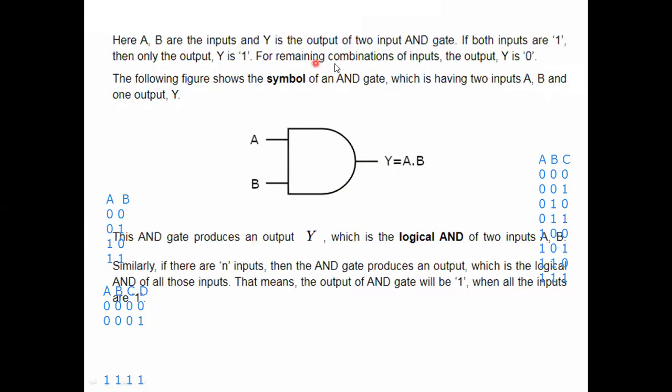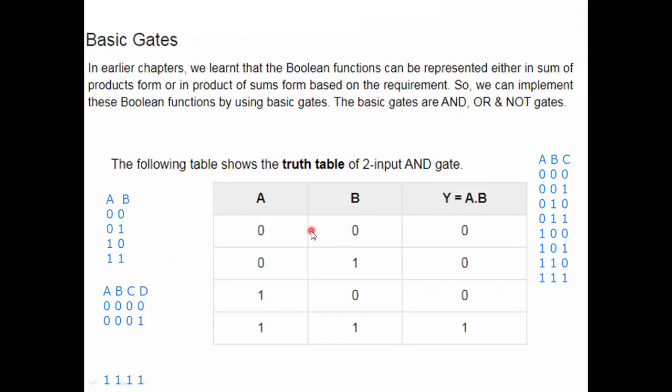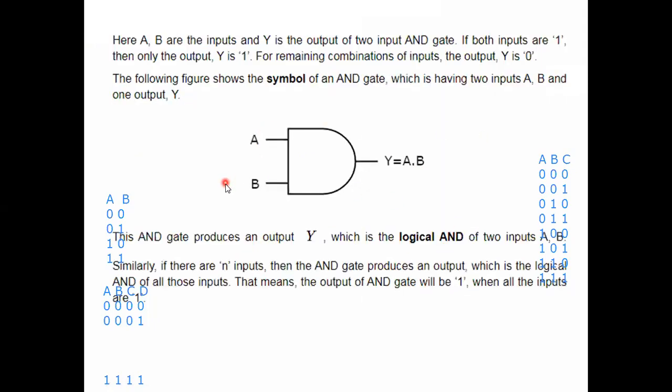You can write this on your own. No need to mug up, no need to learn by heart. If you understand the truth table, then you will write the statement for this AND gate. So now this is the AND gate. The AND gate produces an output Y, which is the logical AND of two inputs A, B.